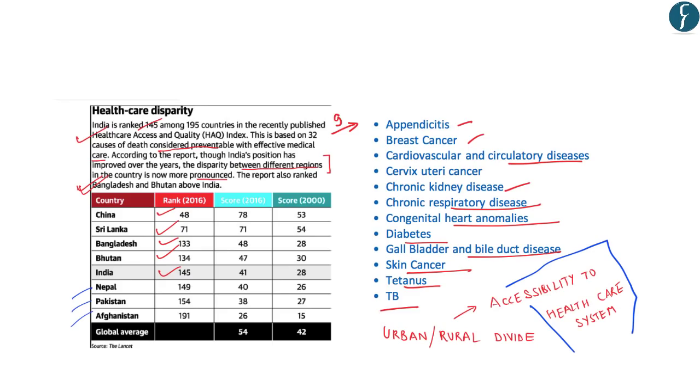So this data point on healthcare disparity shows a true picture of India in terms of healthcare access as compared to not only our neighborhood but also the rest of the world. And it is here that India has much to progress in terms of healthcare facility in the country. So this topic of health access and quality index about India with respect to its surroundings becomes very important to understand from a social context.